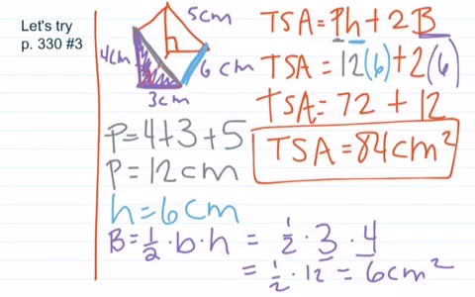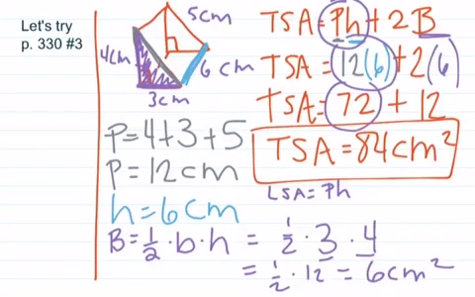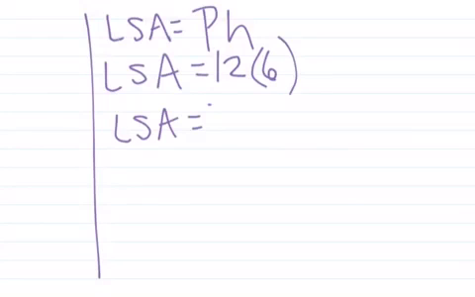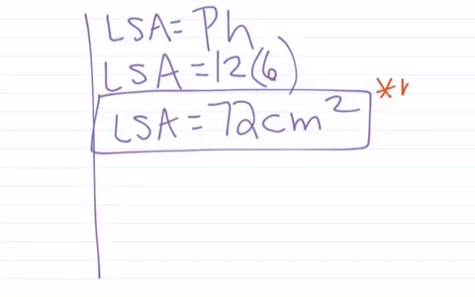So total surface area, that's the area of all faces added together. If we wanted to find just our lateral surface area, we would just use capital P times H, which is just the front part of this formula. So our lateral surface area, capital P times H, we already found that our capital P was 12 and the height of our prism was 6. So lateral surface area, 72 centimeters squared. So this does not include the bases or the triangles.